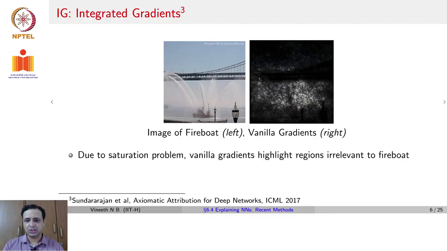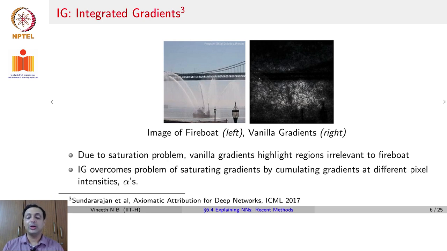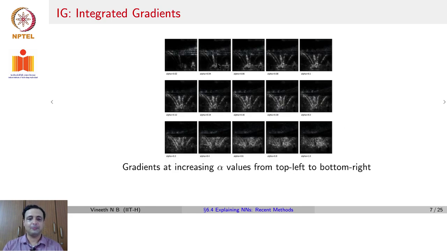This kind of structure in the gradients is predominantly because of a saturation problem that you will see on the next slide. So what does integrated gradients do? It avoids this problem of saturated gradients by accumulating gradients at different pixel intensities of the given image. Let's see this in more detail.